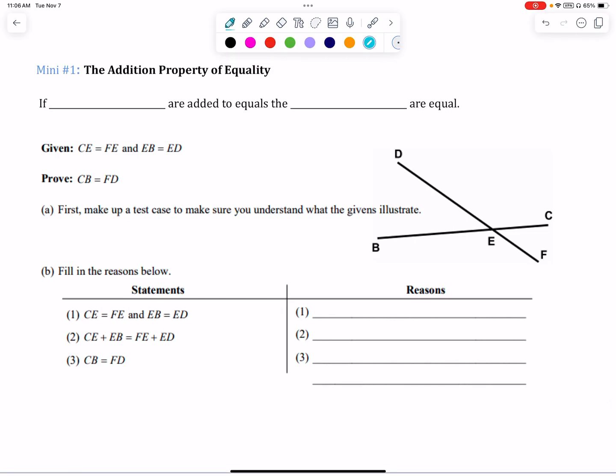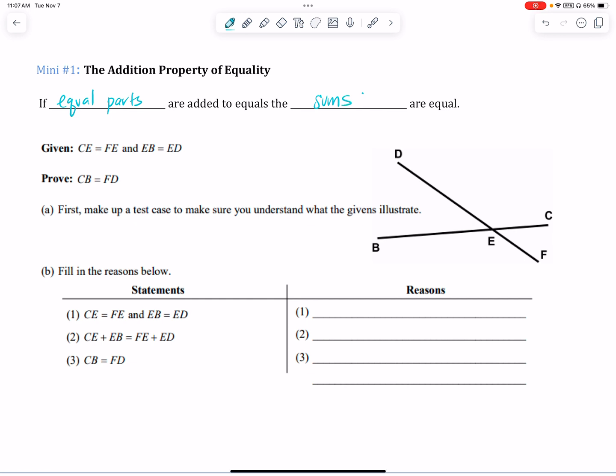Mini number 1, the addition property of equality. If equal parts are added to equals, the sums are equal. Check my grammar.